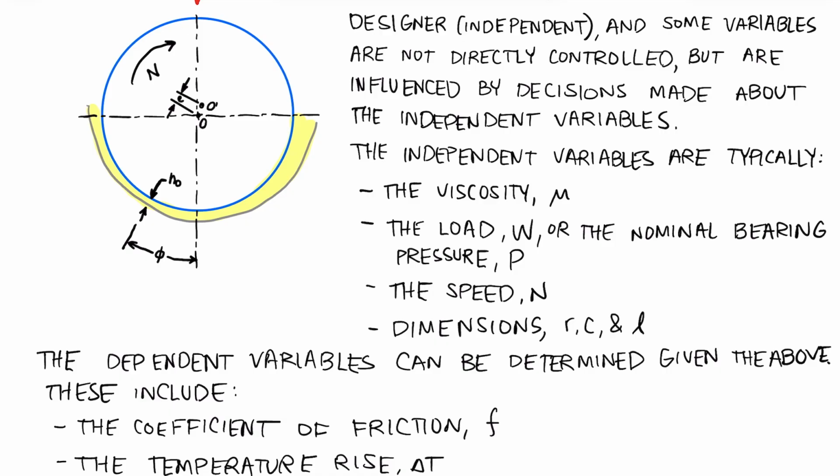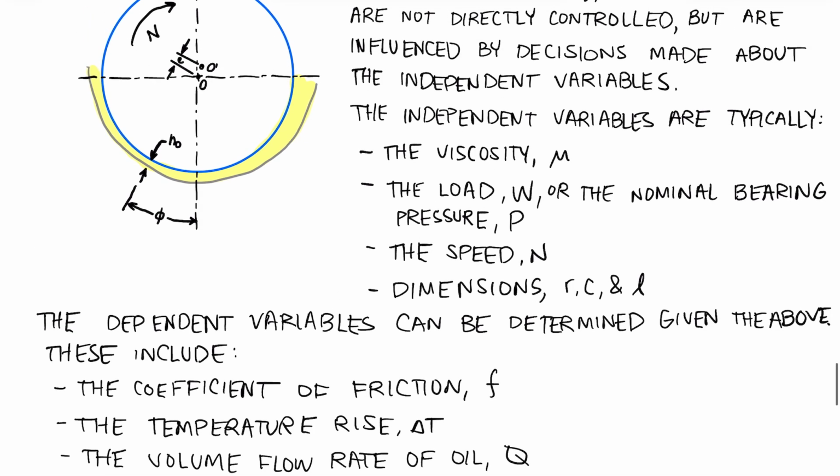And then we might have control over the speed of rotation. We might have control over the dimensions, R, C, and L. This is, again, the radius, the clearance, and the length of our journal bearing. Once we have these independent variables defined, we can determine dependent variables. And some of the things that we can determine include the coefficient of friction. And this is the same coefficient of friction that we found using Petrov's equation in a previous video.